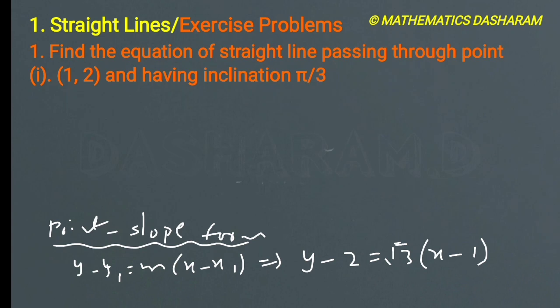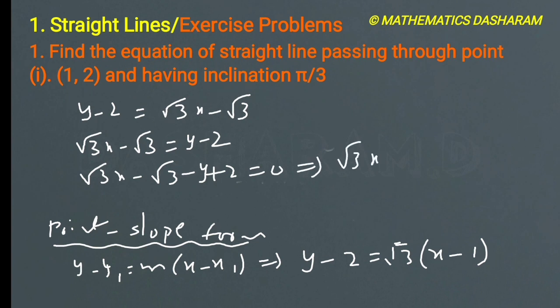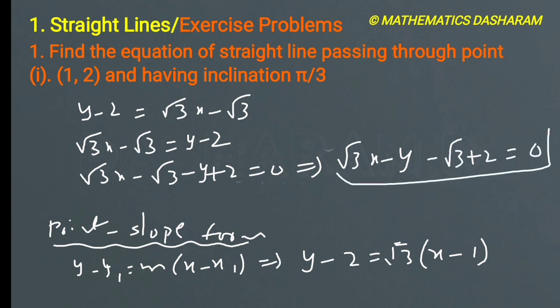Let's simplify this. y minus 2 equals root 3 multiplied inside: root 3x minus root 3. Next, root 3x minus root 3 minus y plus 2 equals 0. First the x term, next the y term, next the constant, that is minus root 3 plus 2. So this is our required equation of the straight line.